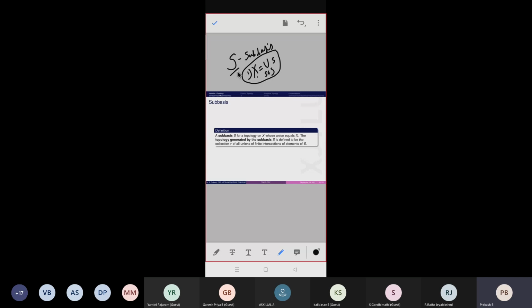From the subbasis we can generate a basis by taking the collection of all finite intersections of subbasis elements S_i, where i is equal to 1 to n. Here S_i belongs to script S. So from the subbasis, you can generate a basis by taking the finite intersection of elements of the subbasis. From the basis, you can generate a topology. Already we know that. This is the definition of subbasis and how to form a basis from the subbasis. Right.